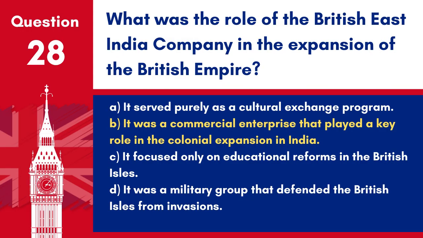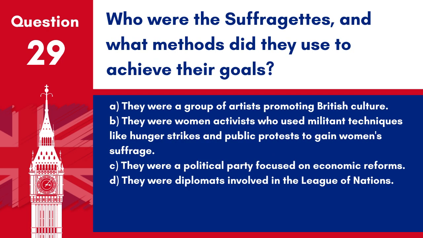Answer B. It was a commercial enterprise that played a key role in the colonial expansion in India. The British East India Company was instrumental in establishing British dominance in India through trade and later territorial control. Question 29. Who were the suffragettes and what methods did they use to achieve their goals?